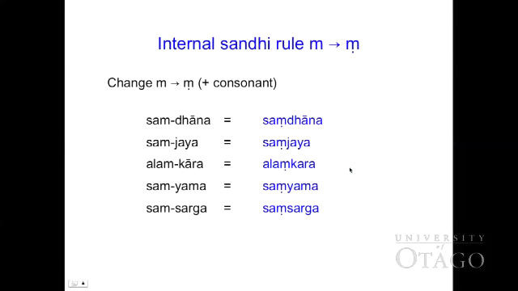Now, internal Sandhi rule, M to M dot. Change M to M dot if the following letter is a consonant, such as Samdana will be Samdana. Change M to M dot: Samjaya, Alamkara, Samyama, Samsaukha, all change to M dot because the following is a consonant. Any consonant, so change to M dot.